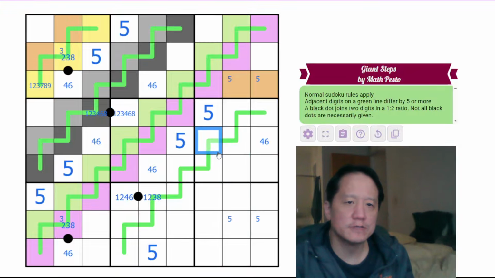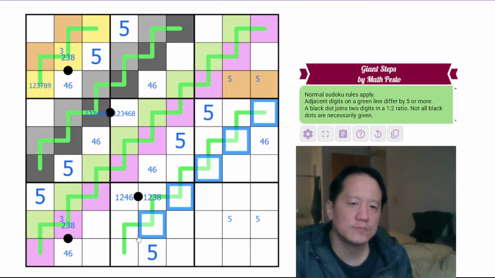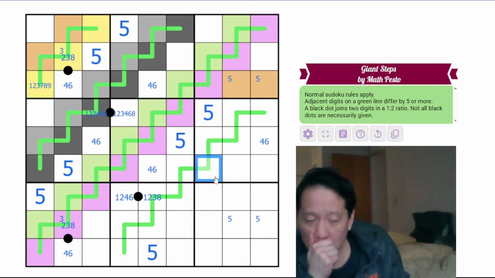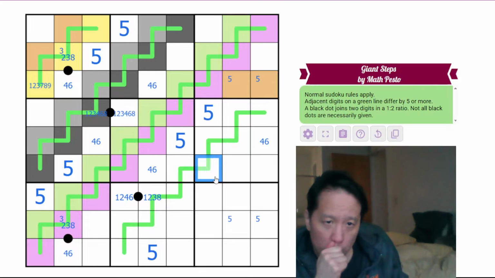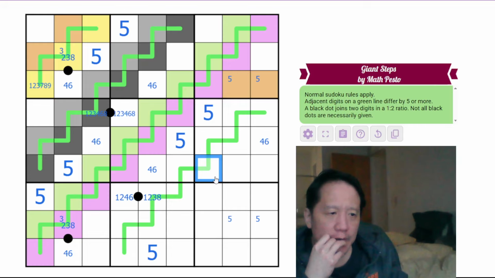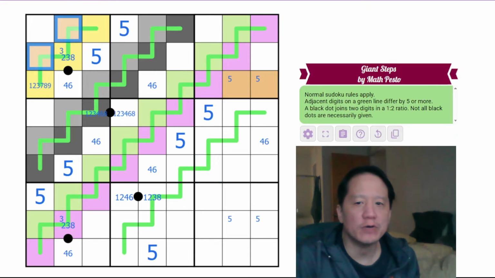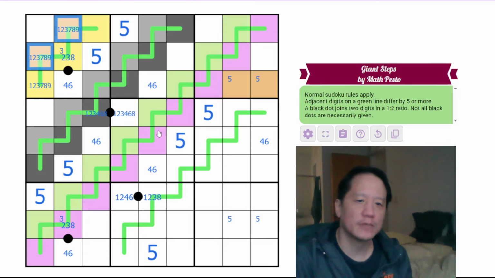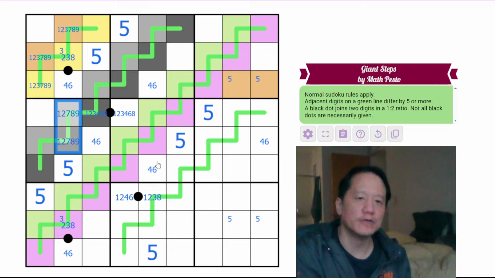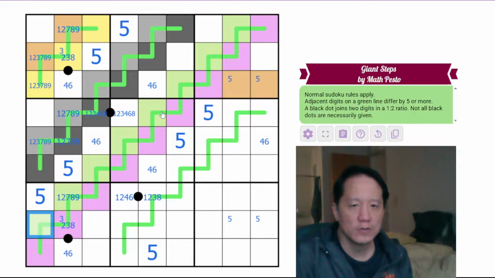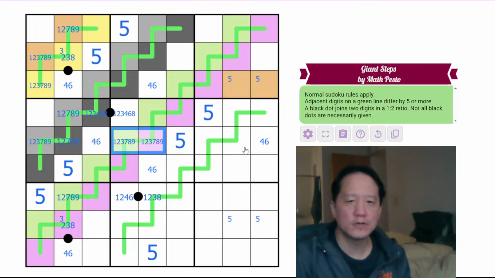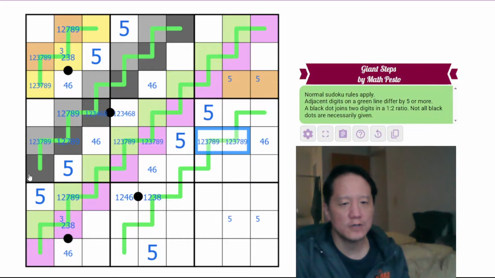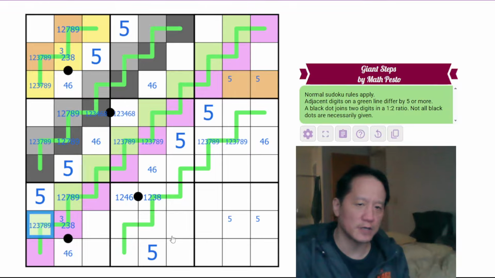What about these? So these we know are 1, 2, 3, 7, 8, 9. Again, these are 1, 2, 3, 7, 8, 9. No 3 here, no 3 here. 1, 2, 7, 8, 9. 1, 2, 3, 7, 8, 9 here. This is obviously 1, 2, 3, 7, 8, 9.